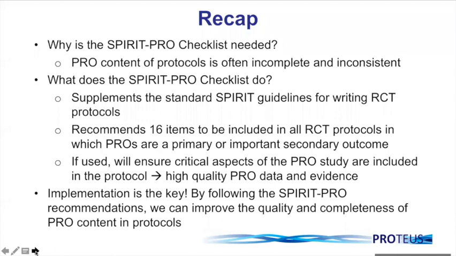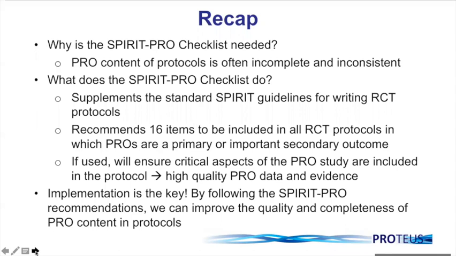The Spirit Pro guidance recommends 16 PRO-specific items that should be included, and these are a minimum standard. These are the absolutes that need to be included for all randomized controlled trials that include PROs as either a primary or even a secondary outcome. So please keep this in mind, because it's most common that they are secondary outcomes, but this all is relevant to them. It's all about standardizing the key procedures and information.